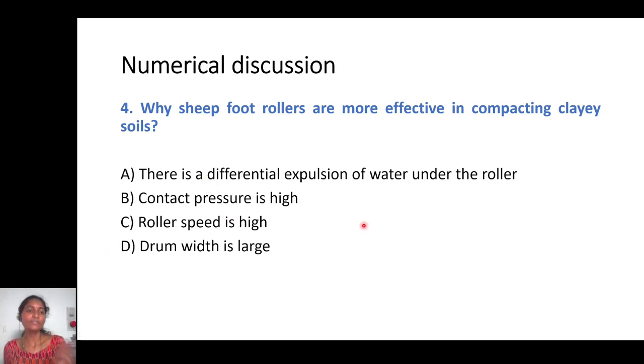Because if you take option A, there is a differential expulsion of water. Usually we add water to the soil so that it will act as a lubricant, which makes the soil more workable to compact. Here our purpose is not to remove any of the existing water from the soil. So expulsion of water is a wrong option. So contact pressure is high. Whenever there is more contact pressure and more loading time, we are transferring more compactive energy from the roller to the soil. So that is the reason why sheep foot rollers are more effective.